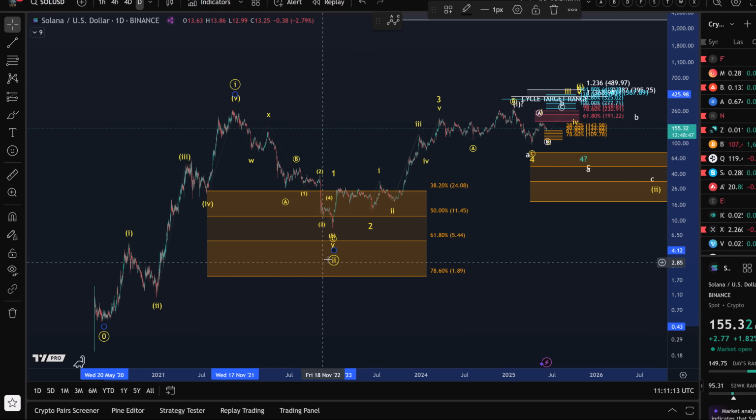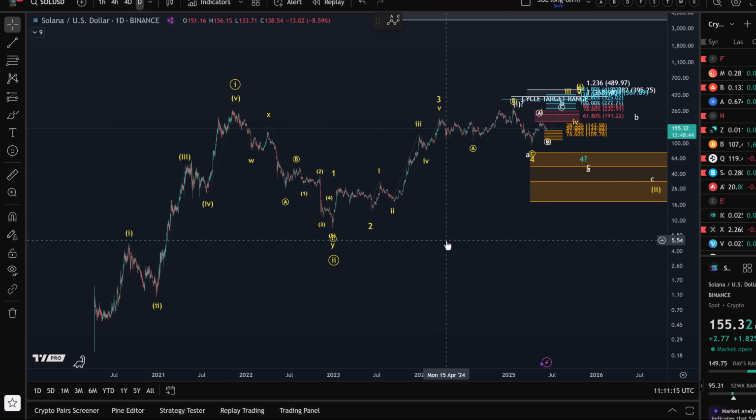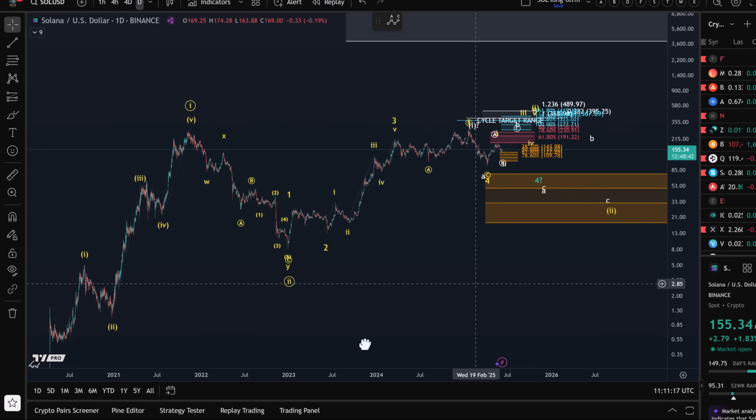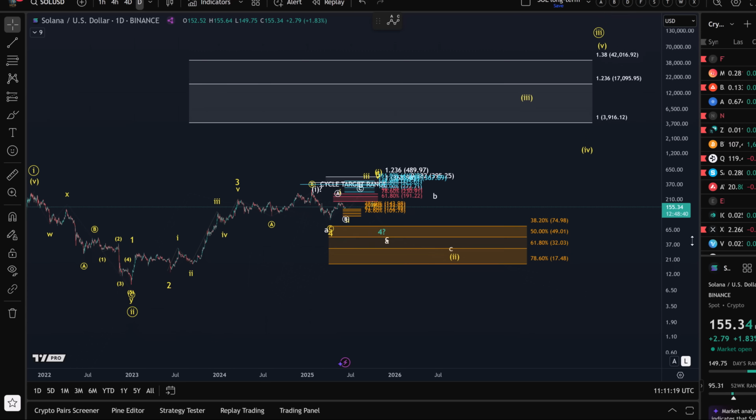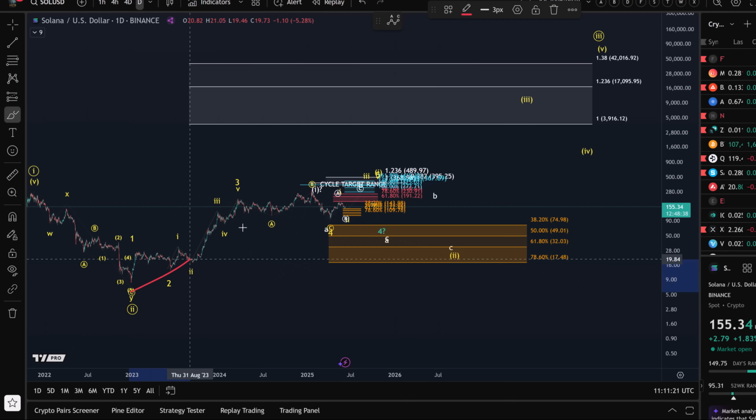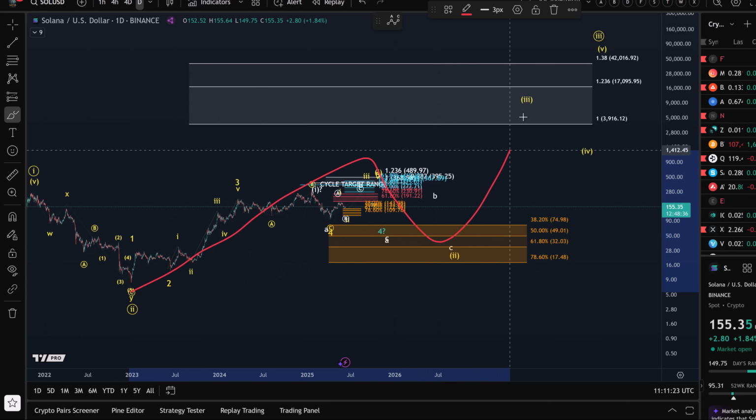So we're now looking for a rally in a larger degree 3rd wave, which by definition is another 5-wave move up. Wave 1, wave 2, wave 3. So next bull market might be nice. 4, 5. 5-wave movements, yeah?